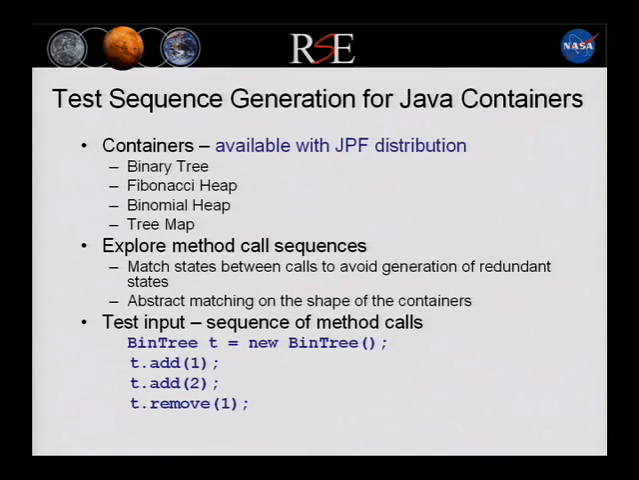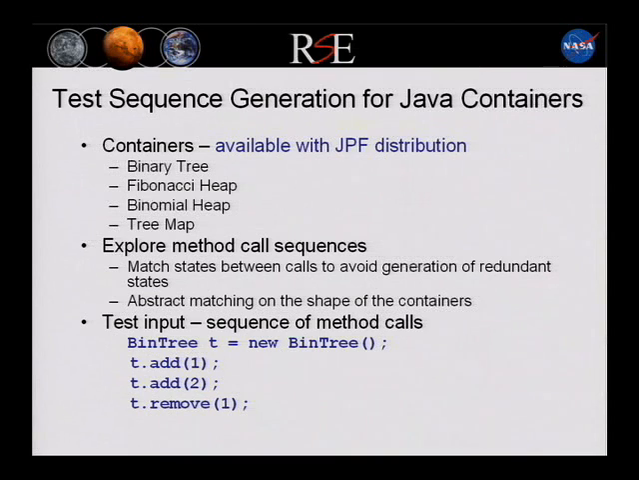And also we apply them to error detection in concurrent software, and also in test input generation for some flight control software that I talked about at the beginning. So this is a bit of information about test sequence generation for Java containers. We analyzed 4 containers, namely binary tree, Fibonacci heap, binomial heap, and tree map. All of our results are available with the JPF distribution. And now a lot of people use these examples as a benchmark for their testing techniques.